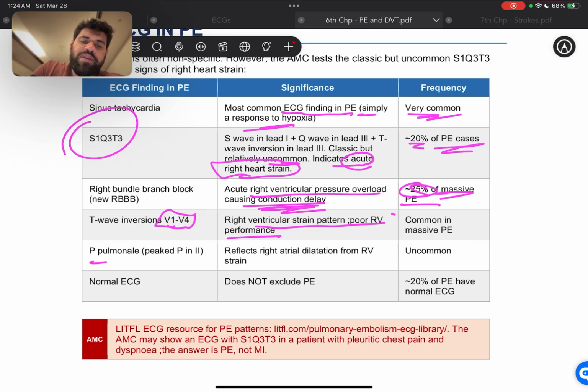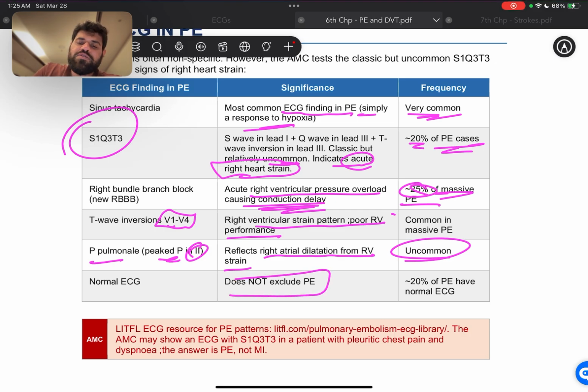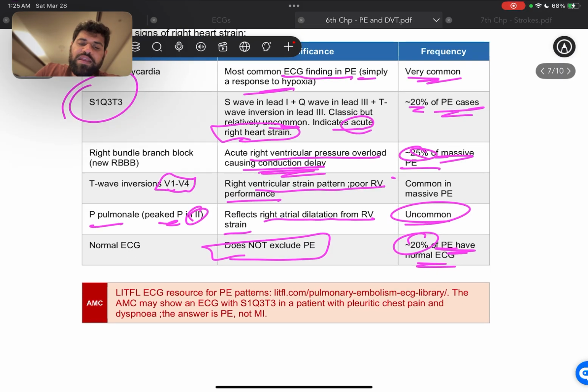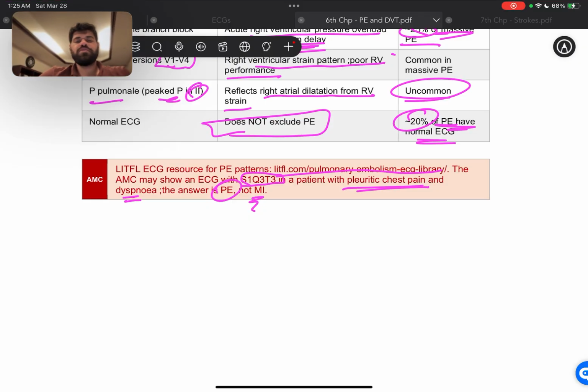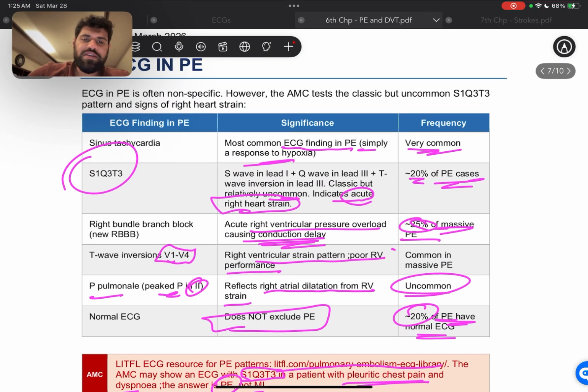Right, P pulmonale, which is peaked P waves in lead 2, reflects right atrial dilation from right ventricular strain, which is again uncommon, but it could be seen. A normal ECG does not exclude PE because it's normal in about 20% of patients. Now the resource for the PE pattern, the link is given here, you guys can check it out. And the AMC question: an ECG with S1Q3T3 in a patient with pleuritic chest pain and dyspnea. The answer is PE, not MI. All right, because S1Q3T3 is known for PE.